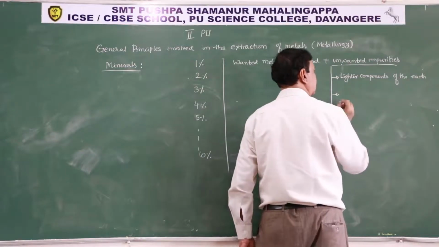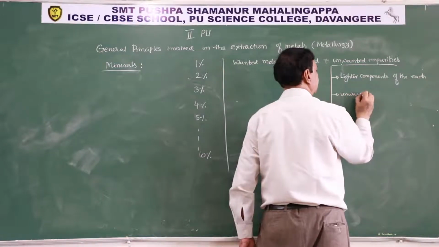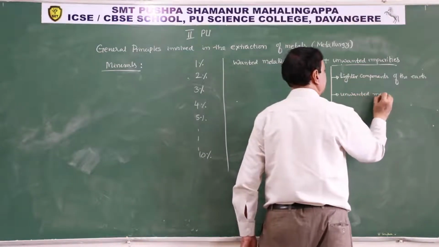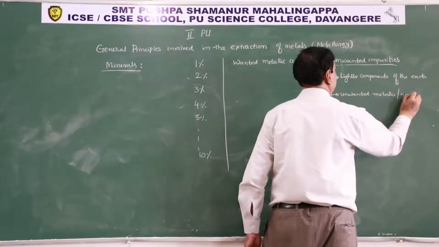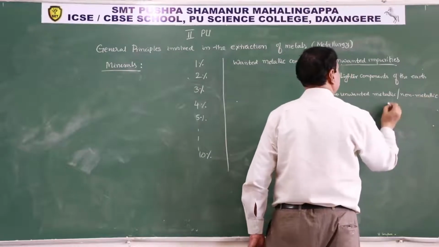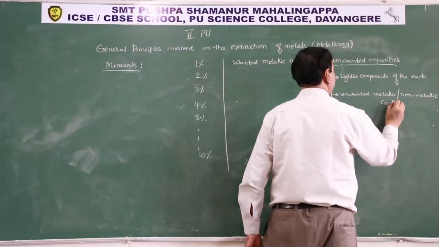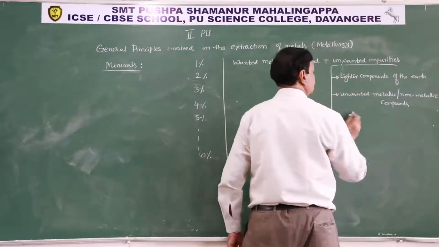Second one is unwanted metallic or non-metallic compounds.